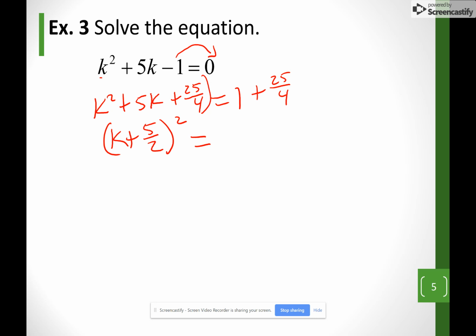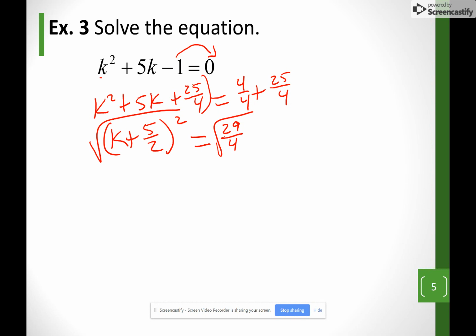Now the right side, my 1, let me rewrite that as 4 over 4. Right, 4 divided by 4 is 1. I just wrote it like that so they will have common denominators. Now when I combine that, 4 over 4 plus 25 over 4 gives me 29 over 4. Same denominator, I just added the top. So I'm going to do the square root.